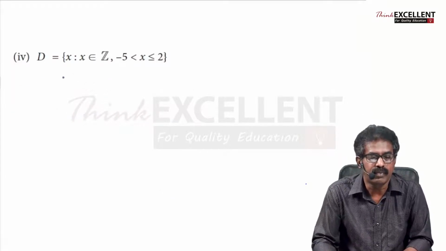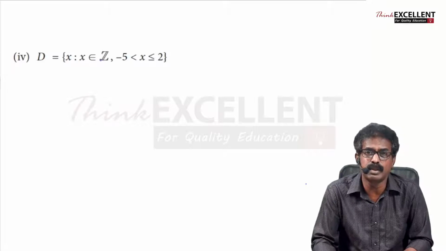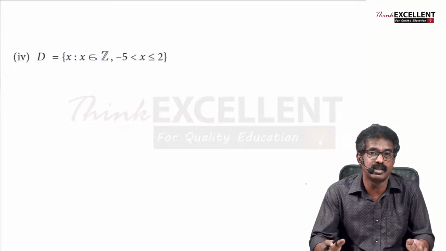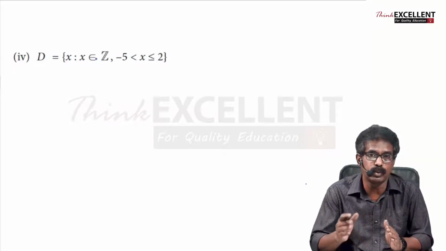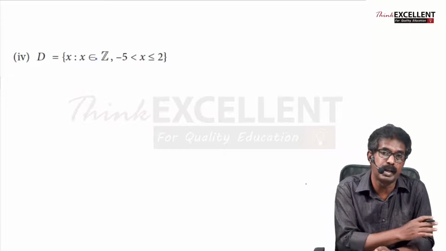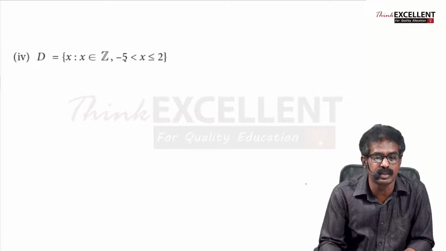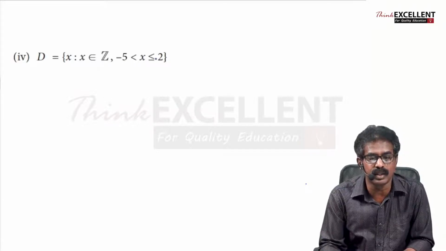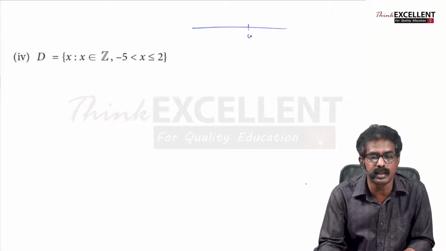D equal to set of all x such that x belongs to Z. Z means what? Set of integers. Integers mean 0, 1, 2, 3, 4, minus 1, minus 2, minus 3 also. Okay, that is set of integers. So minus 5 less than x less than or equal to 2. So 0 is here. Right side 1, 2, 3, etc. Left side minus 1, minus 2, minus 3, minus 4, minus 5, right?